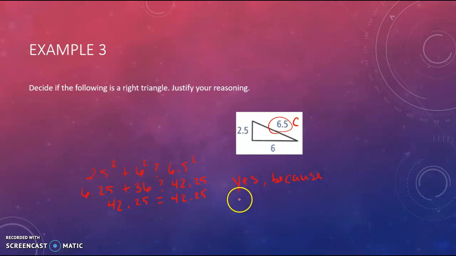because 2.5 squared plus 6 squared is equal to 6.5 squared. That's our reasoning. It fulfills the obligation of the converse of the Pythagorean theorem. So the answer is yes.